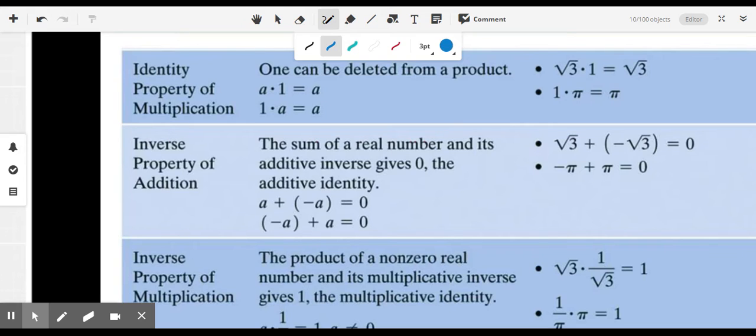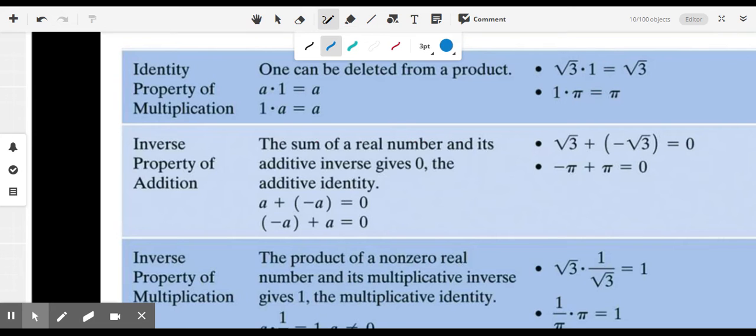Okay. The inverse property of addition. The inverse property basically says what adds together to give you 0. What are opposites? Adding opposites. Well, if you add a number and its negative, it's always going to equal 0. That's the inverse property of addition. Negative square root of 3 plus the square root of 3 is 0. Negative pi plus pi is 0. 1,000 plus negative 1,000 is 0. Inverse property is adding opposites to equal 0.